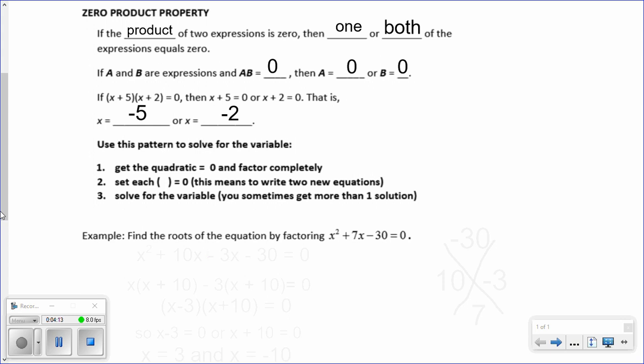You sometimes get more than one solution. So it is possible that you can get one solution though. Or if it's not factorable, you could have no solution. Okay?